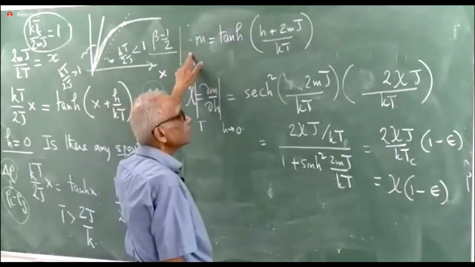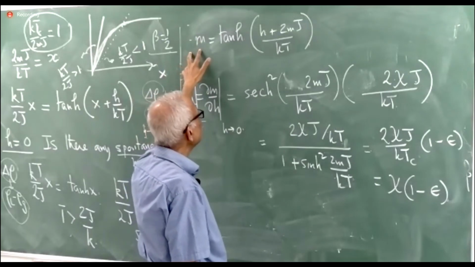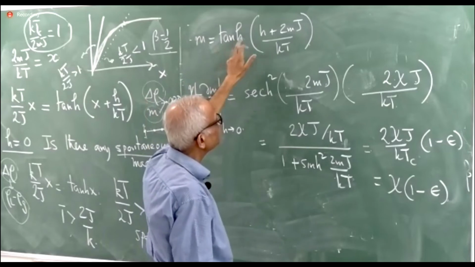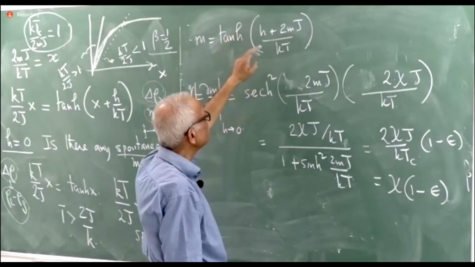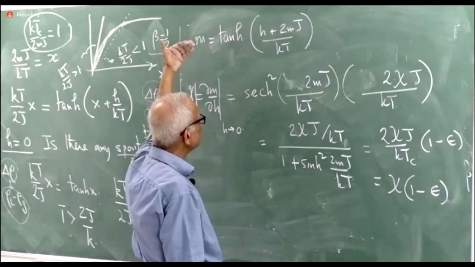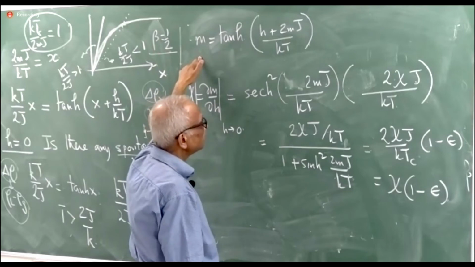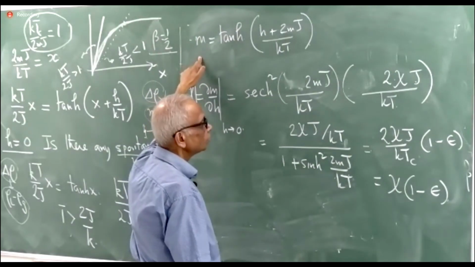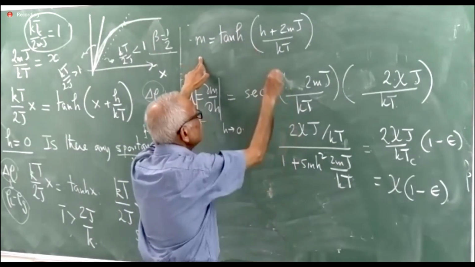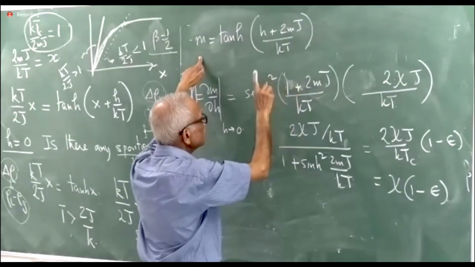Too bad. It should have been m equal to tanh of (h plus 2mJ) divided by kT, and it has to be evaluated at zero field. So take the derivative first and then set h equal to 0. That was an error. I should have taken the derivative first and then set h equal to 0.